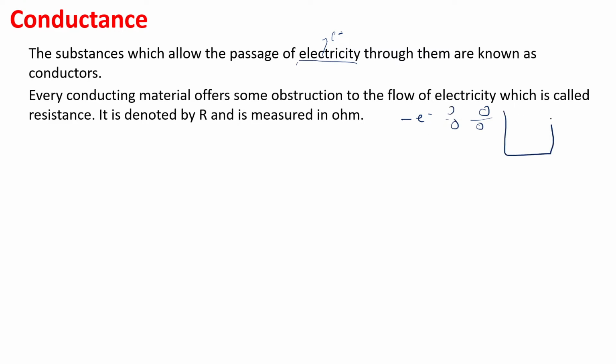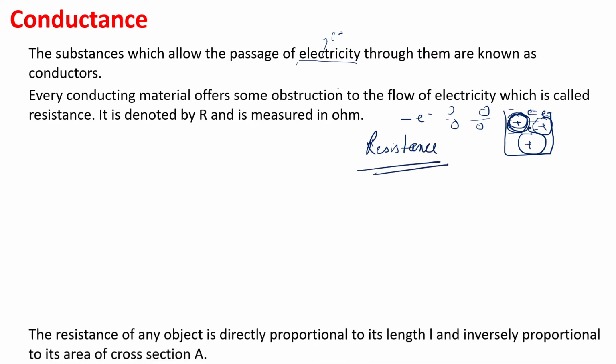In metal, there is a positive charge in the form of kernels, and electrons are present. Basically, there is a sea of electrons, and the positive charge is present in the form of these kernels. So the electrons are moving, and their movement is being resisted, and that obstruction is called resistance.